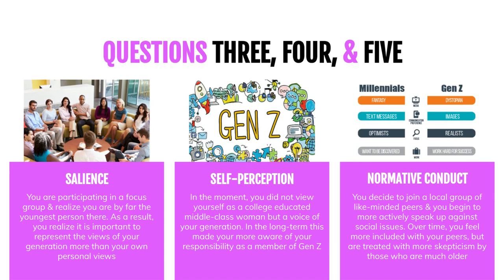We have certain values and goals, and I need to work harder or work differently to promote those goals and share those values. So you're identifying more closely with yourself as a member of this particular generation. And then for normative conduct, let's say, for example, you decide to join a local group of like-minded peers to discuss different issues in the community, and you begin to more actively speak up about social issues.